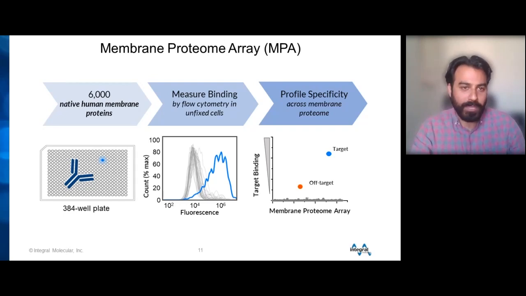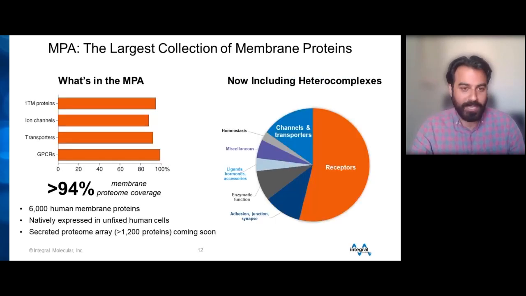The Membrane Proteome Array is a platform to screen roughly 6,000 natively expressed membrane proteins. We do this in a 384 well-plate format using transiently transfected HEK293 cells. What we feel really separates us from our competitors is that we measure target binding on a highly sensitive flow cytometry platform, and more importantly, we are the only platform that screens against native epitopes in unfixed cells, so that we can be more representative of how these protein targets will be expressed in vivo. Now, using these methods, we're able to profile the specificity of your molecule for its intended target and identify any off-target binding that may exist.